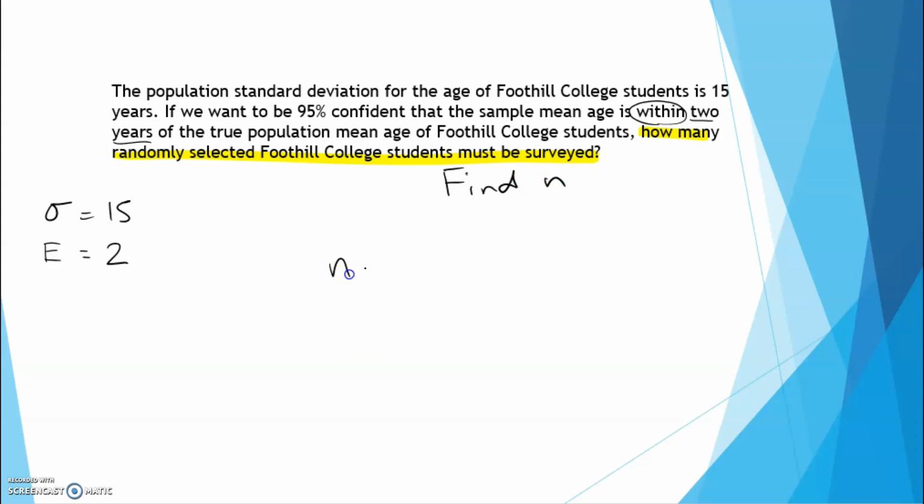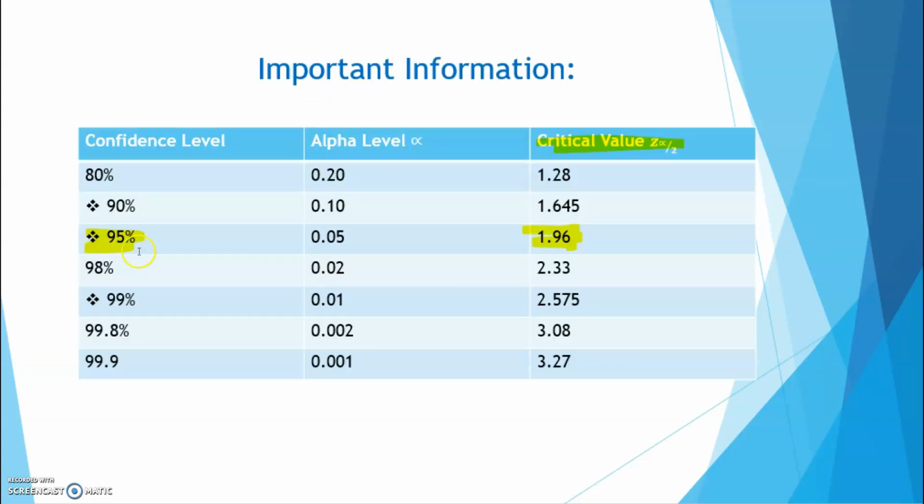Okay, well n is equal to z squared times sigma squared divided by margin of error squared, which is the same thing as z times sigma over the margin of error, that whole thing squared. That'd be easier to put into your calculator. The only thing that I'm missing is z, but they gave me a 95% confidence level. So 95% confidence level is going to give me a critical value, or a z-score, of 1.96.